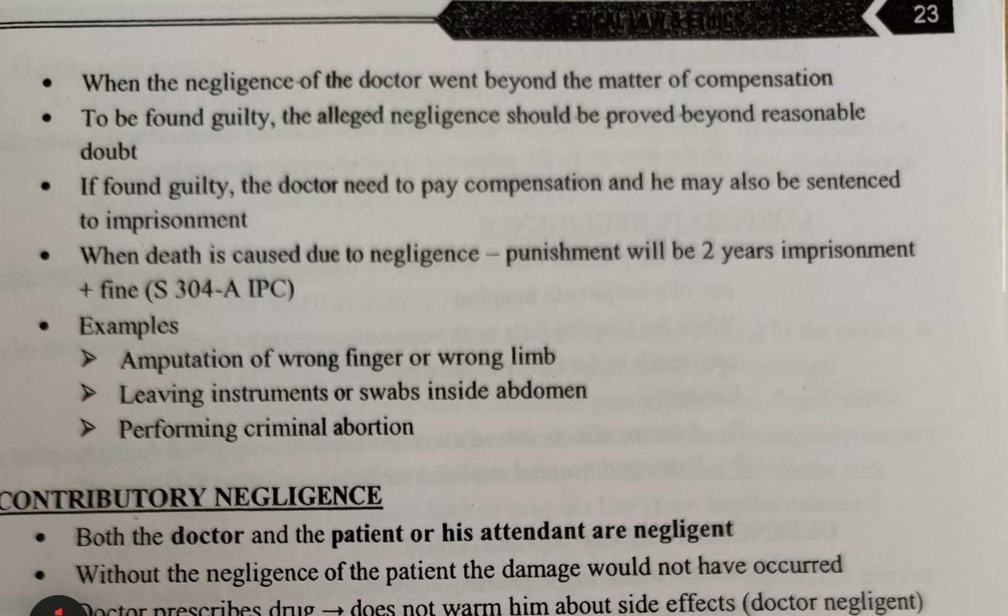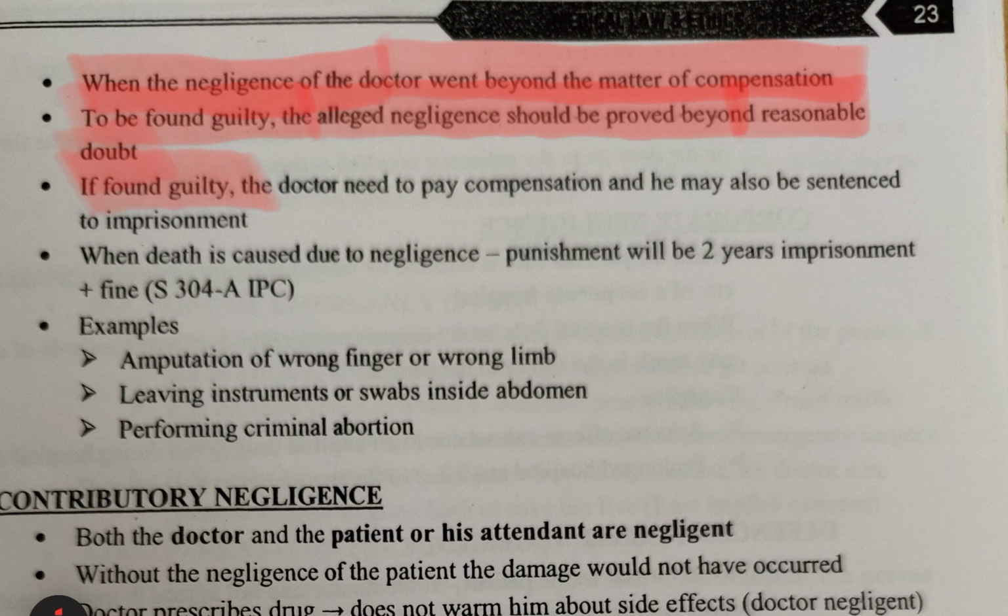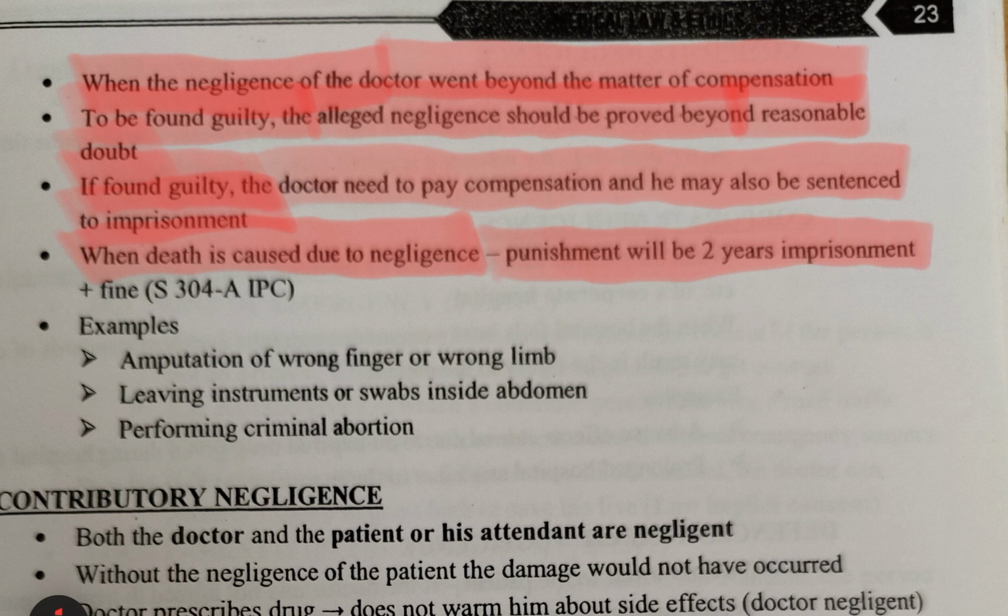Continuing criminal negligence: when the negligence of the doctor goes beyond the matter of compensation. To be found guilty, the alleged negligence should be proved beyond reasonable doubt. If found guilty, the doctor needs to pay compensation and may be sentenced to imprisonment. When death is caused due to negligence, punishment will be 2 years of imprisonment plus fine under Section 304A IPC.